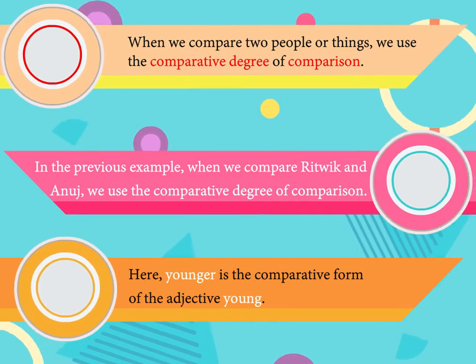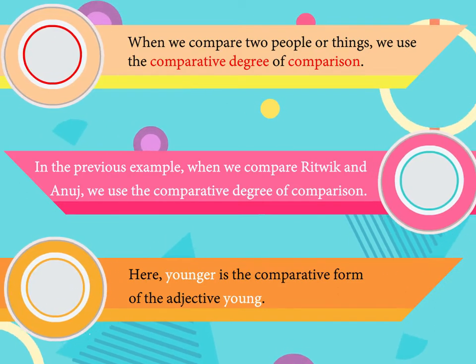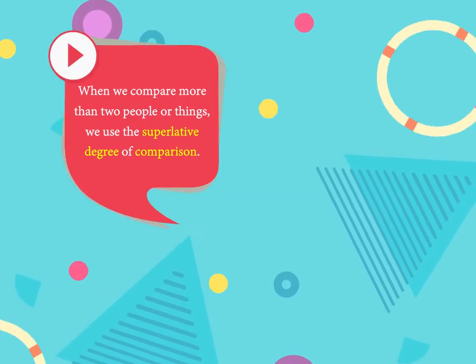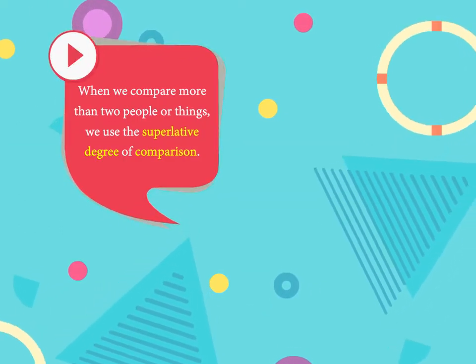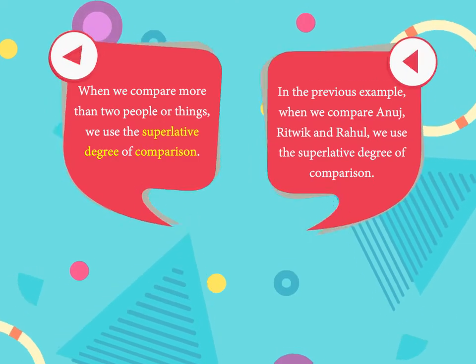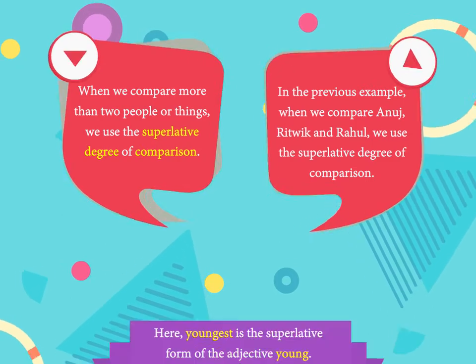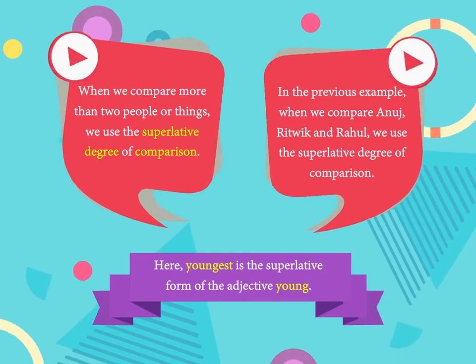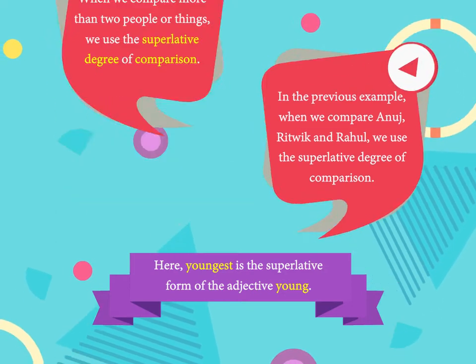Here, younger is the comparative form of the adjective young. When we compare more than two people or things, we use the superlative degree of comparison. In the previous example, when we compare Anuj, Ritvik and Rahul, we use the superlative degree of comparison. Here, youngest is the superlative form of the adjective young.